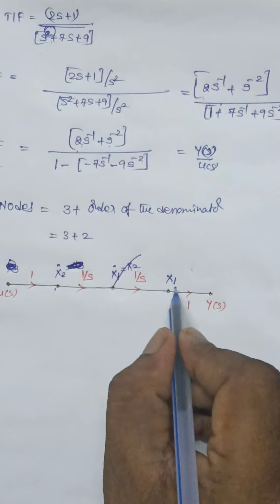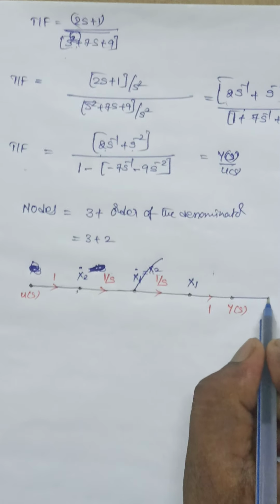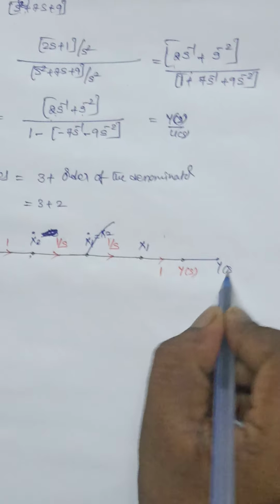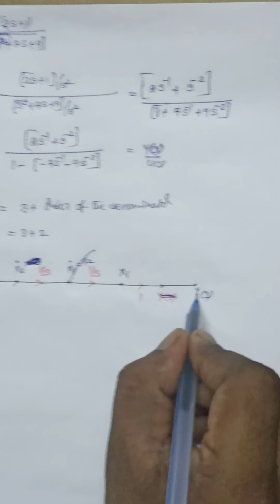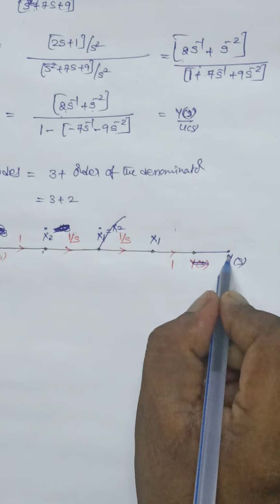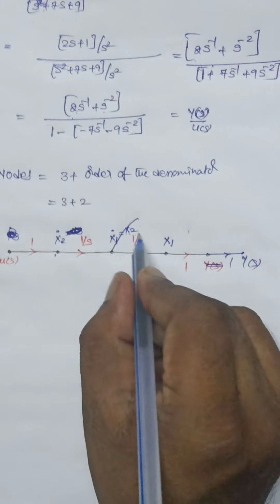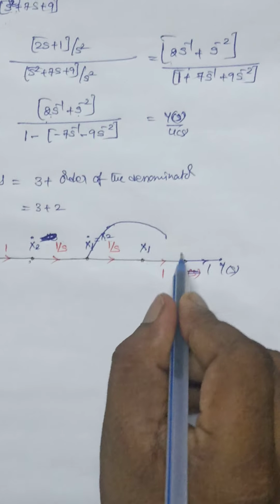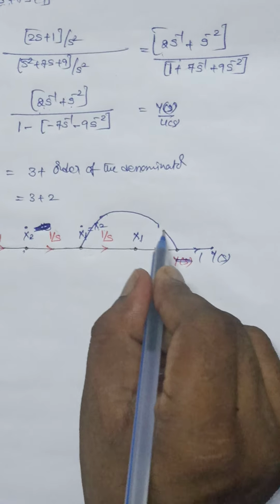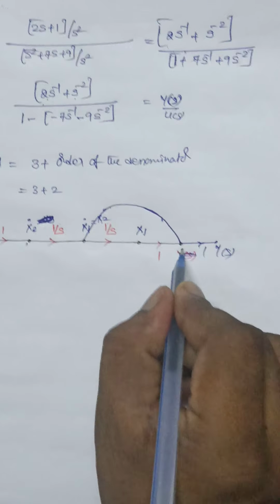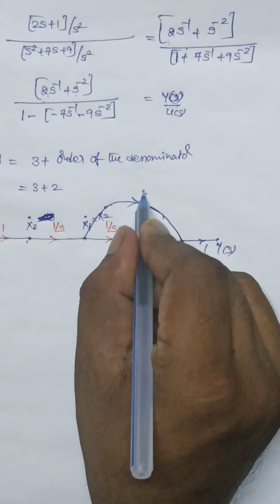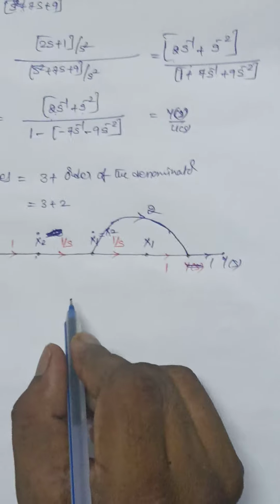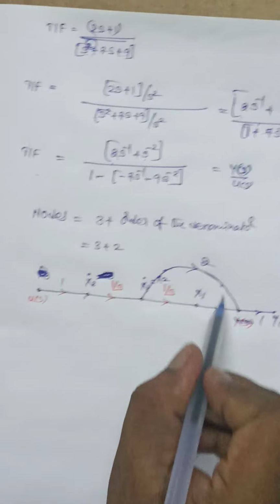Let us take another node. It is Y of s, this one. Y of s, it is 1. A dummy node here, it is 2. Let us take this one as 2. Why? Because now it is 2 by s or 2s power minus 1. It is the first forward path.